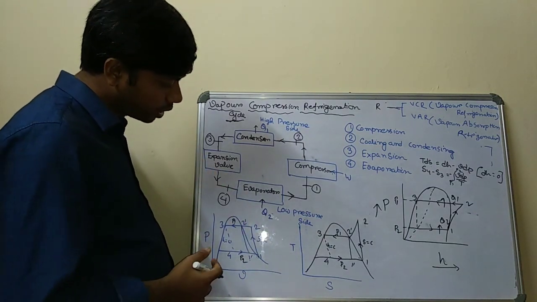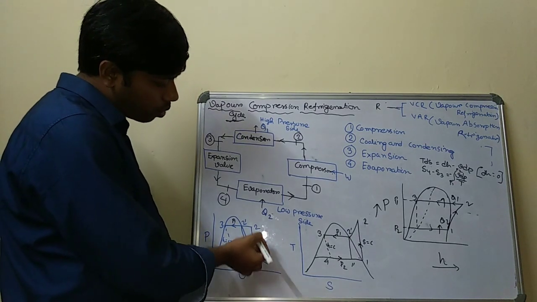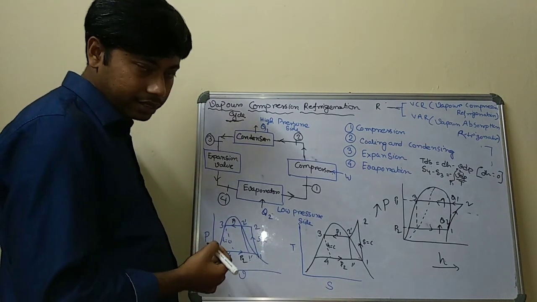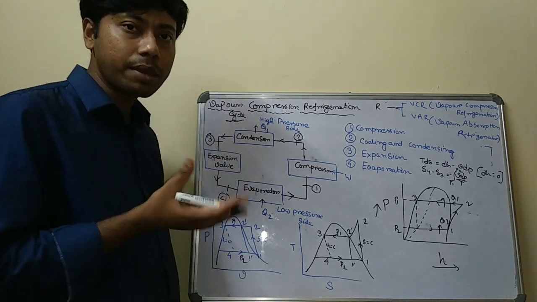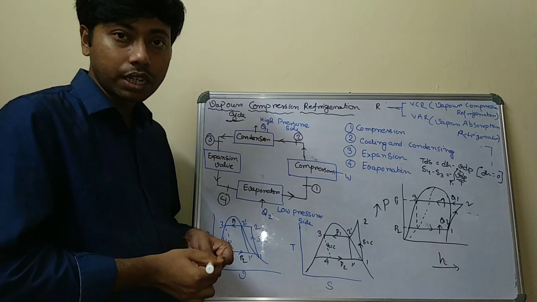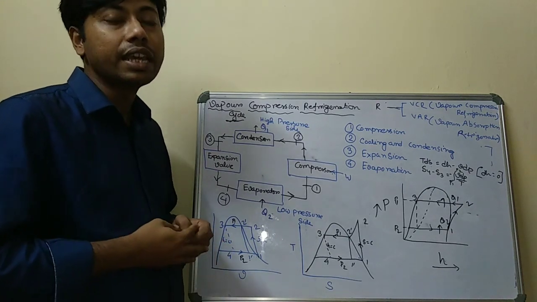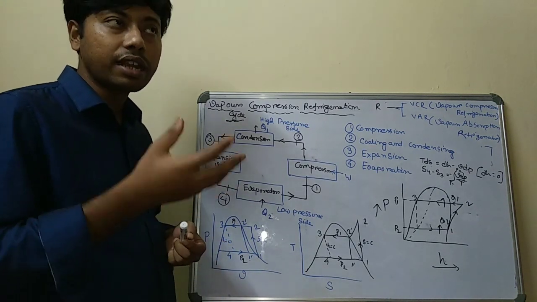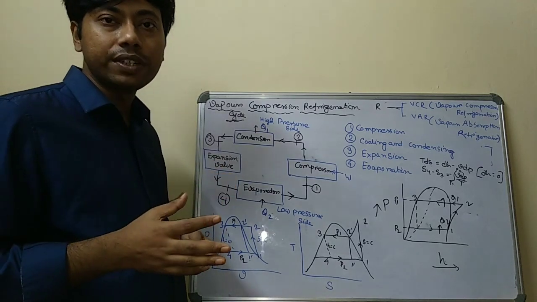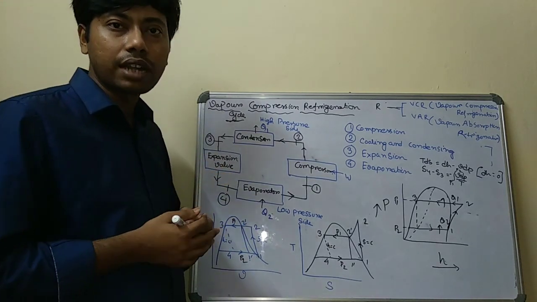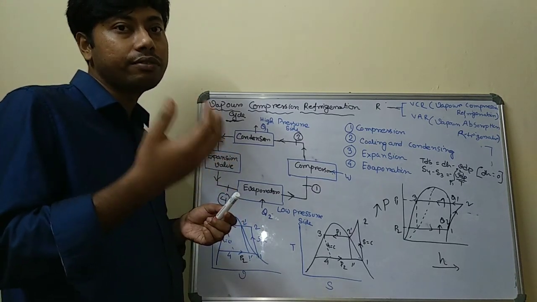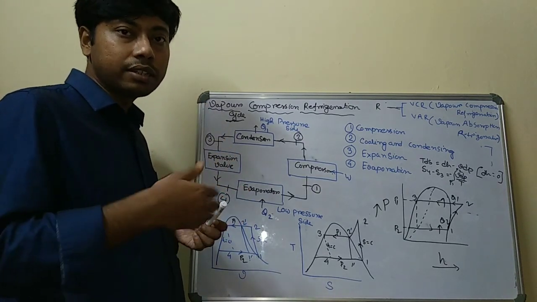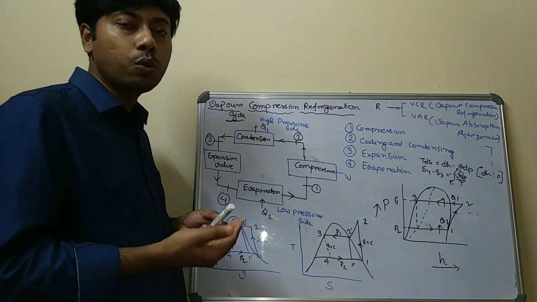So the process from 1 to 2 and 1 dash to 2 dash indicates your compression process. That compression process may be dry compression or wet compression, depending on the condition of your refrigerant. If it is in dry condition, there is no liquid refrigerant present, that is called dry compression. If liquid refrigerant is present and the compression process takes place, then it is called wet compression.